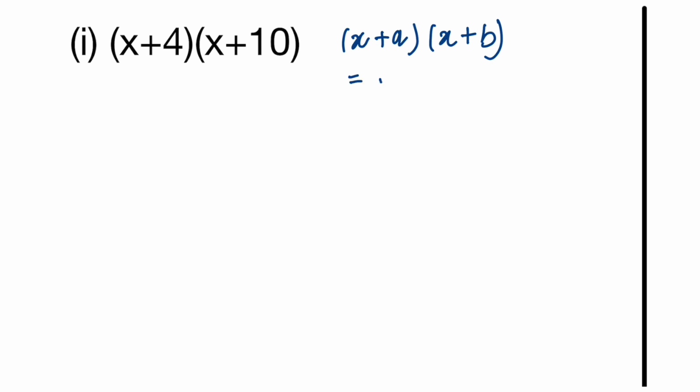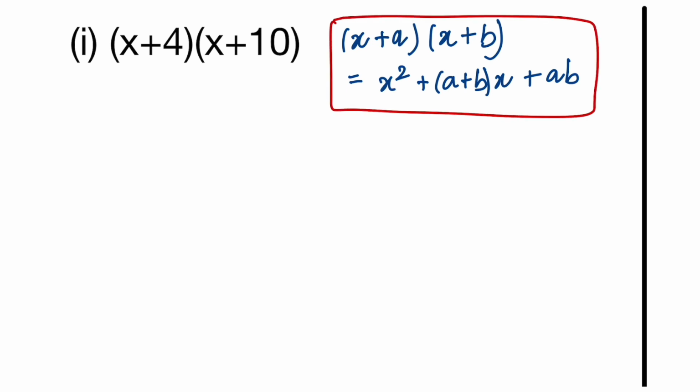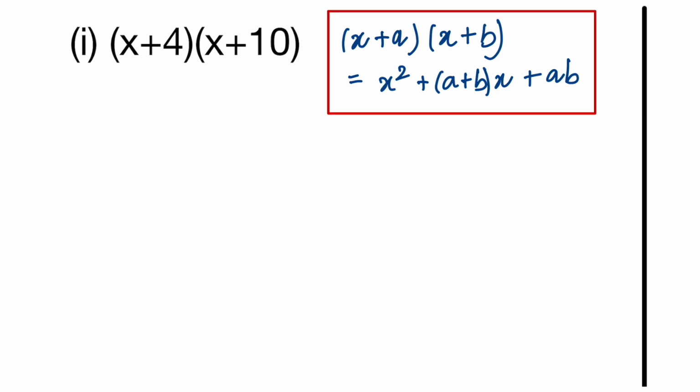So x plus a into x plus b is x square plus sum of a and b into x plus product of a and b, right? So x square plus a plus b x plus ab is the identity for x plus a into x plus b. This is the identity that is going to be used for this subdivision. Before starting with the answer, it's recommended for you to write the identity first, so that it gets you marks as well and keeps you on track with the question.